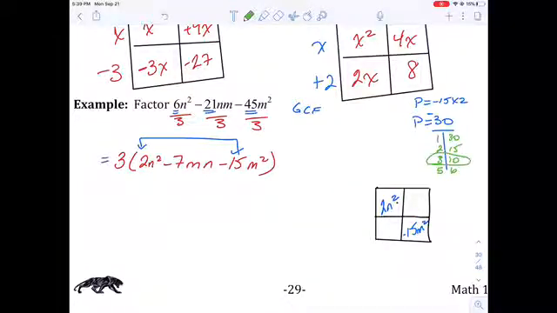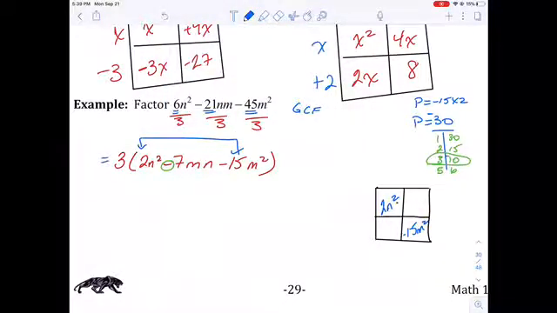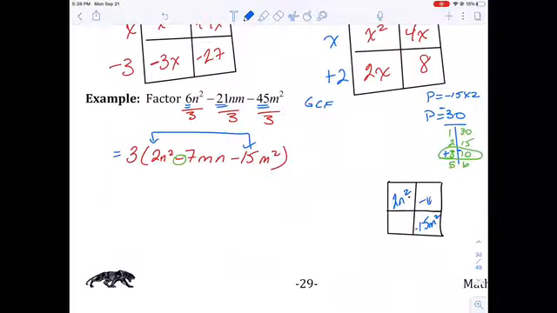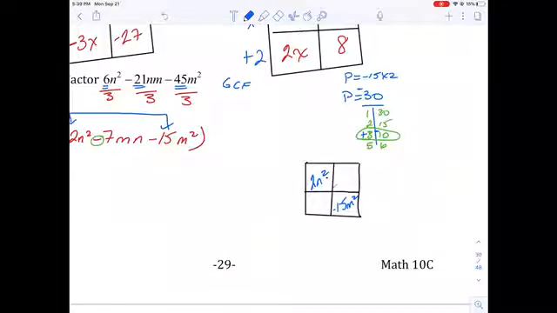Okay, I need a negative 30, so one of them has to be negative, and I need a sum of negative 7. So my negative has to be the bigger number. So that's going to be a negative, and this is going to be a positive. Minus 10. So normally we would just put down 10x here or something like that. This is going to be a minus 10mn and a positive 3mn.